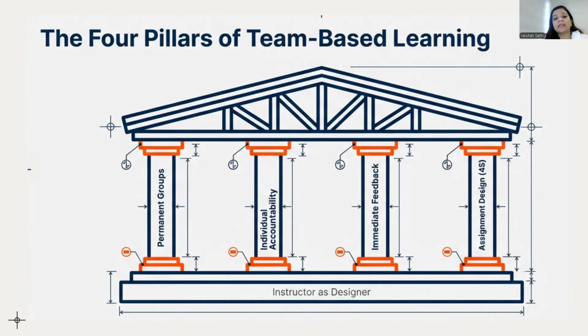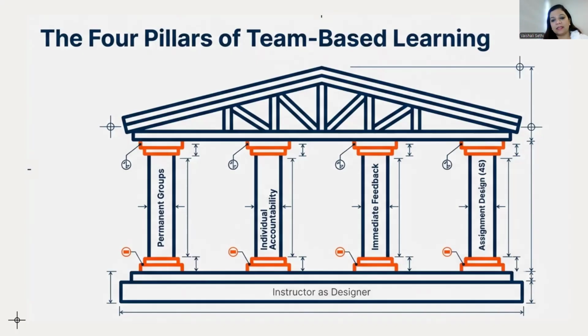And the fourth pillar is assignment design, which is the 4S design. I'm going to talk in detail about it in the next slide. Okay, so this is the approach we need to have. In TBL, the tasks are designed so that teams must make decisions, defend their choices, and explain reasoning. These tasks are not just divide-and-submit assignments, they are structured so that teams must think together. The key idea is that good task design forces collaboration.